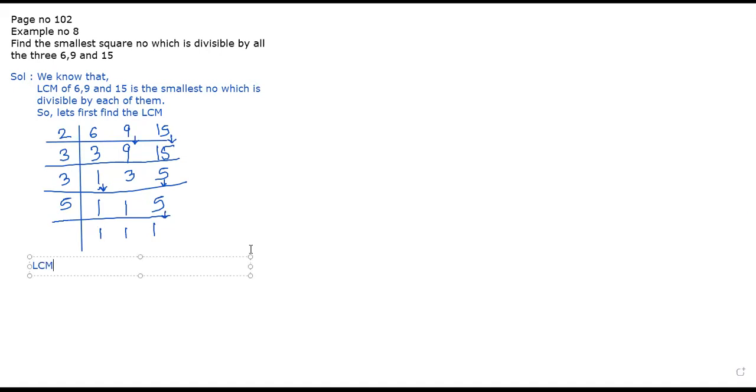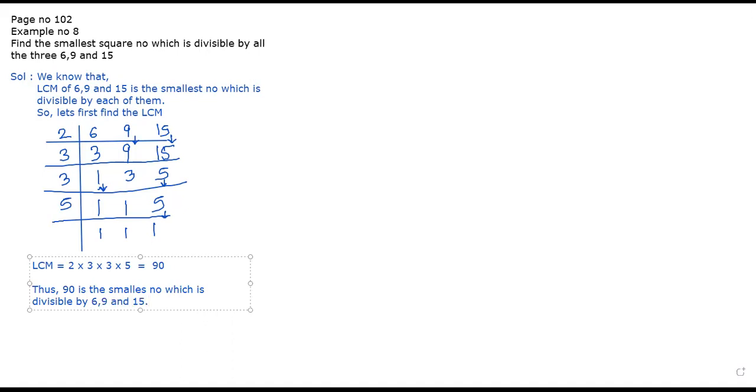So LCM is equal to 2 into 3 into 3 into 5. That is equal to how much? 3 3s are 9, 9 10s are 90. Yes or no? Yes, sir. So thus 90 is the smallest number which is divisible by 6, 9 and 15.